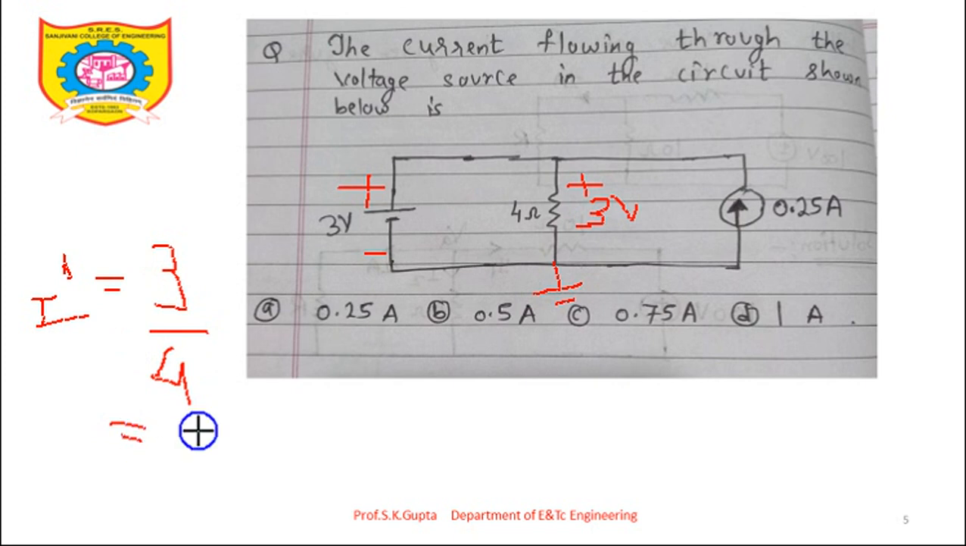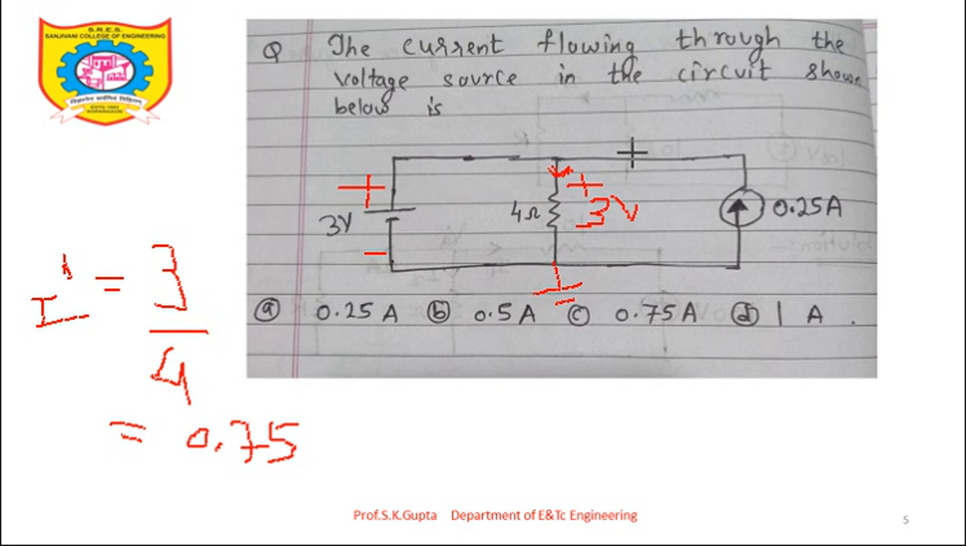Now be careful, because one of the options is 0.25, so all the options are a little bit close. The current I dash is 0.75 ampere. The voltage 3 volt polarity is plus minus, so across the 4 ohm the polarity is also plus minus. I told you that current enters the positive terminal whenever a resistance is connected. So the current direction is entering the 4 ohm resistor, and this 0.75 current is flowing in this 4 ohm resistor.